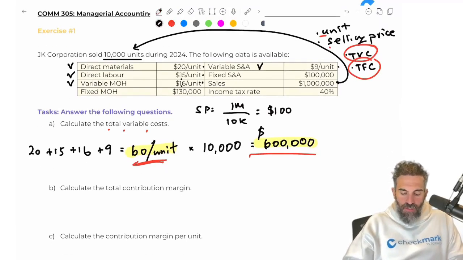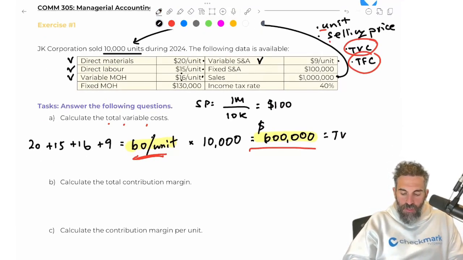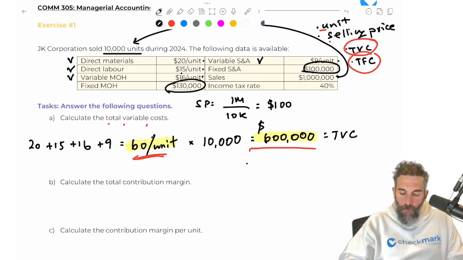And so even though that's not the next, this is total variable cost, by the way. Total fixed cost, easy. They gave me my fixed selling and admin as 100K and my fixed MOH as 130. So I'm just going to put it here. My total fixed cost is 230.